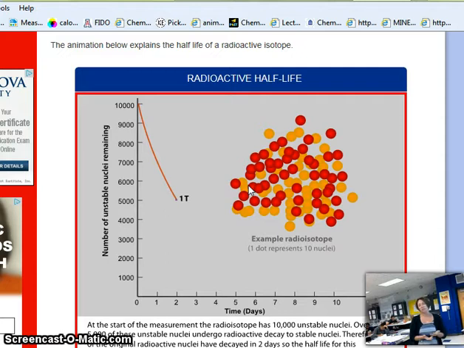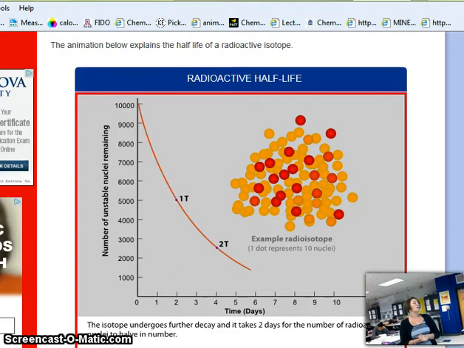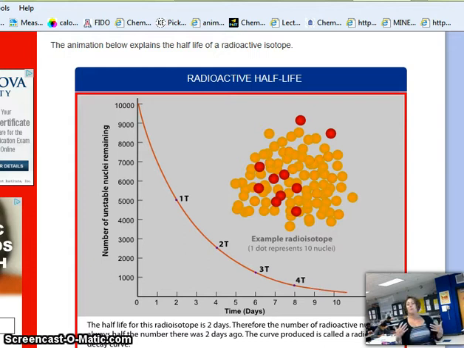There's only 5,000 radioactive nuclei left. Those are the red ones, not the orangey yellow color, the darker color in here. So if I allow this to keep decaying, after another 2 days, you can see we have half of our 5,000 left. We only have 2,500. And if we go another 2 days, then we only have half of 2,500, so I guess that's 1,275. We'll have that left. And if you keep going, you can see that every 2 days, the amount of your radioactive substance gets cut in half. So this is a decay curve for a given substance.